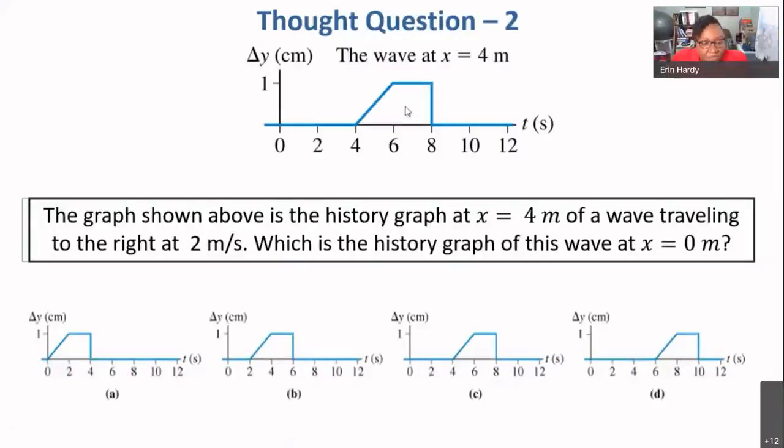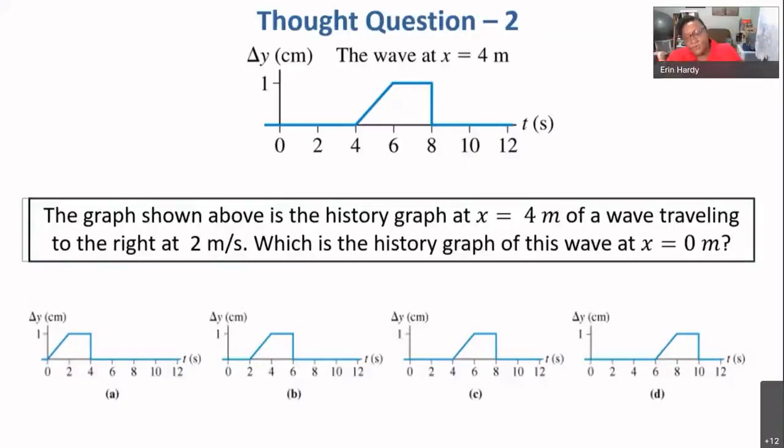If you were looking at just one section of string and your lab partner was generating a wave, that one section of string would be at equilibrium for the first 4 seconds. It would go up to positive 1 centimeter for delta y. It would stay there for 2 seconds, then drop back down and go to 0. So this is what's happening at x equal to 4 meters on the string.